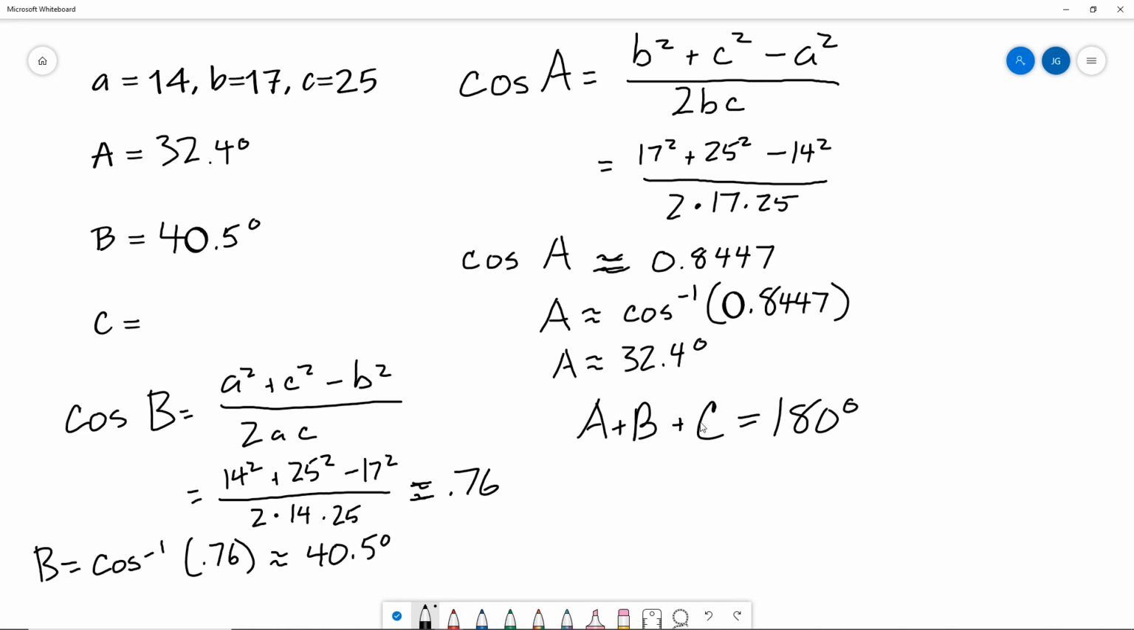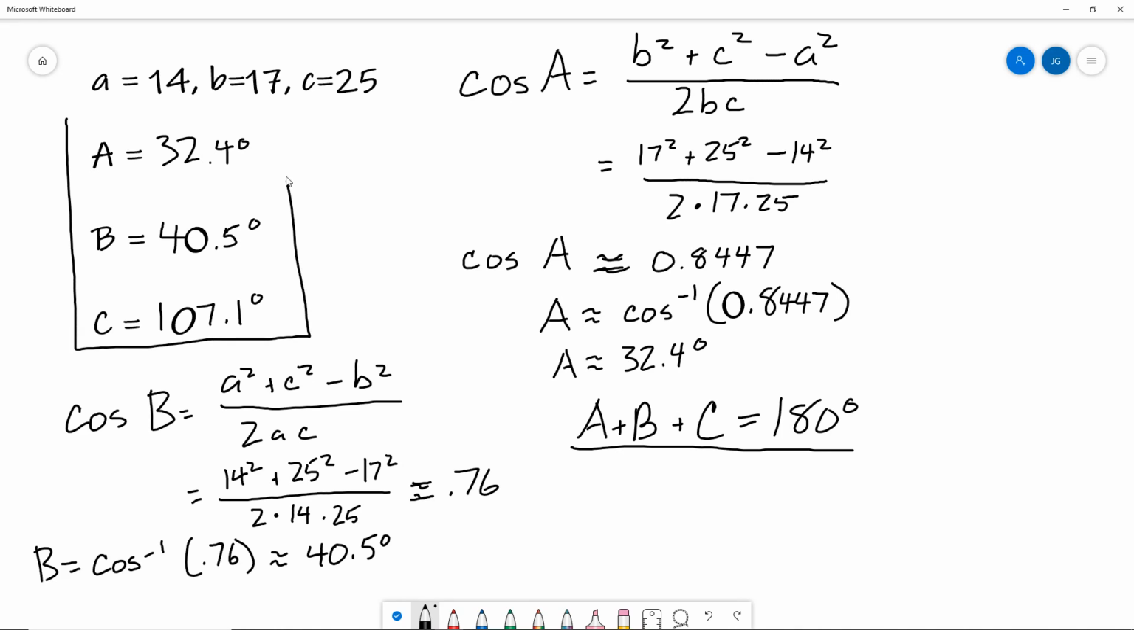A triangle has to add up to 180 degrees exactly. So that's why I say use the law of cosines to figure out the first angle, use law of cosines or law of sines to figure out your second angle, but use the triangle angle sum theorem to figure out whatever your third angle is. And if we plug this into a calculator, it's going to pop out that it's 107.1 degrees. All three of these add up to 180, and that's your solution to this triangle.